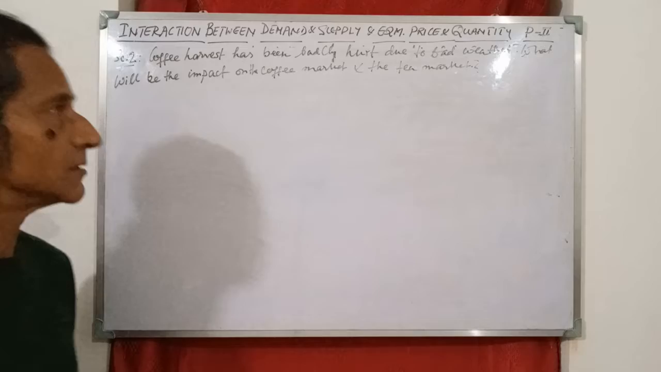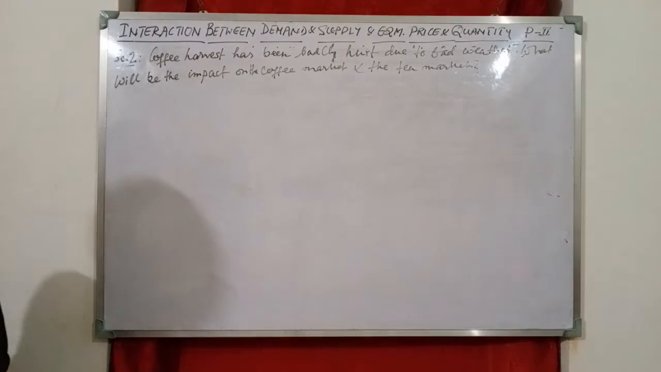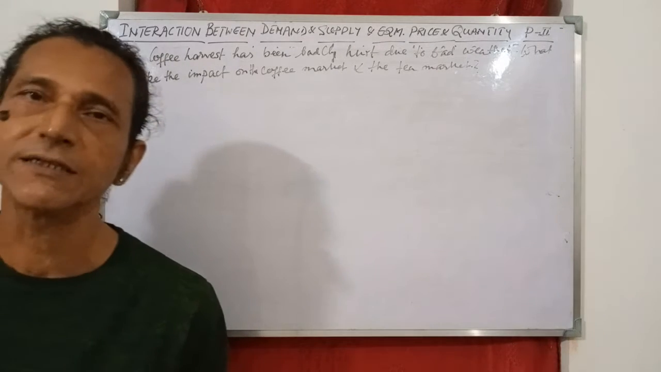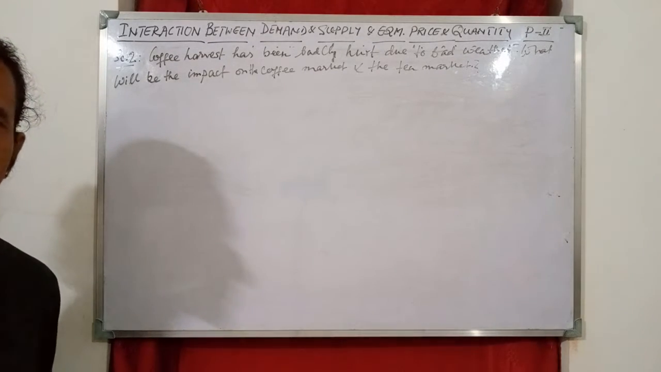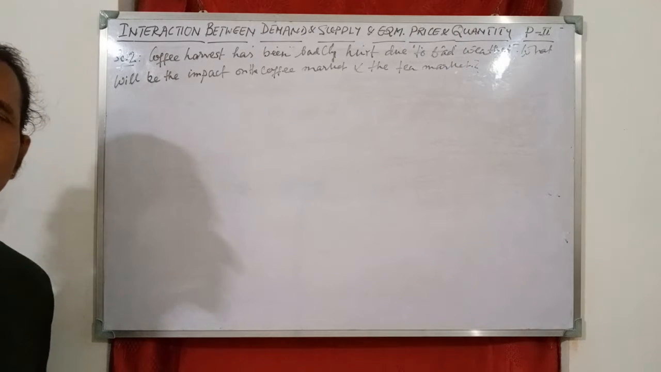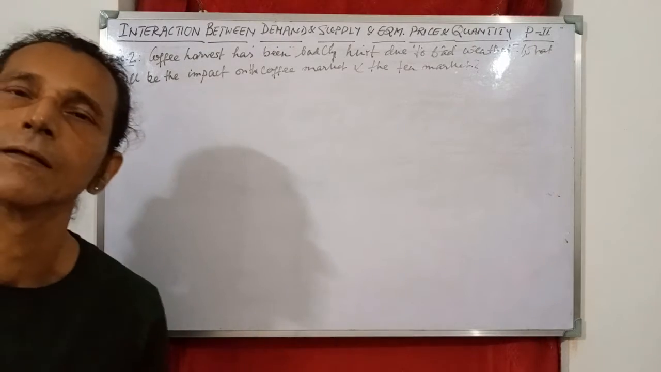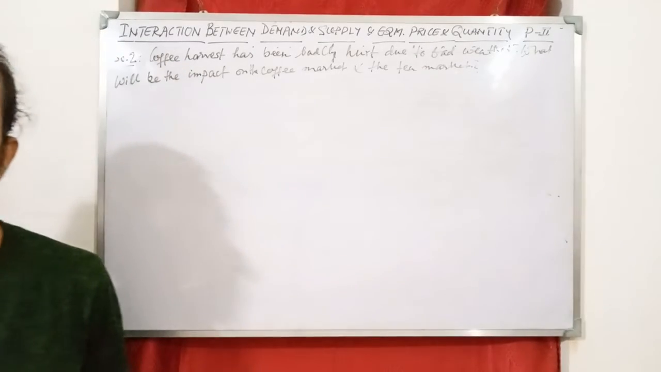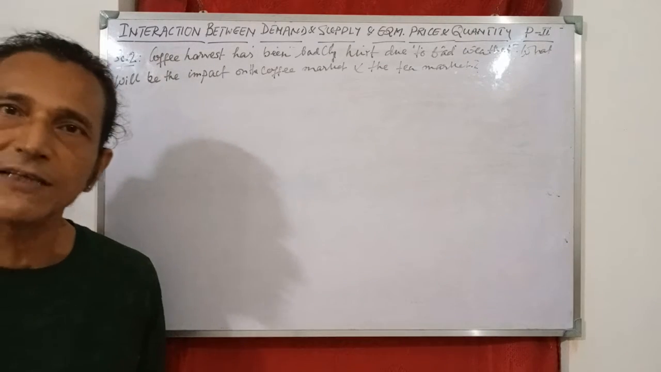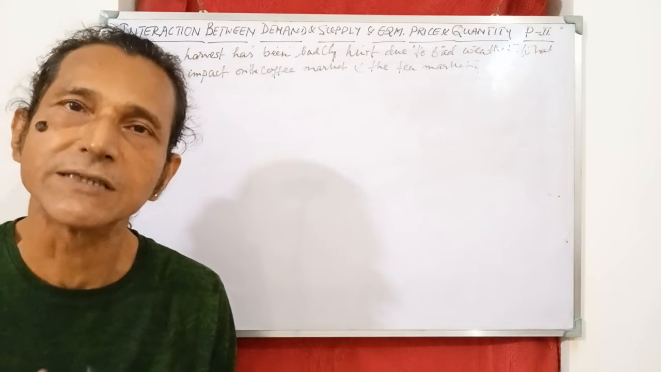Correct. So in a country, coffee production has fallen due to bad weather, and the question is, what will be the impact on the coffee market and tea market? As I have said to you, the first thing that should cross your mind is which side of the market is being affected. In coffee market, supply will fall as production has fallen. As a result, price of coffee will increase. There won't be any change in the demand side.